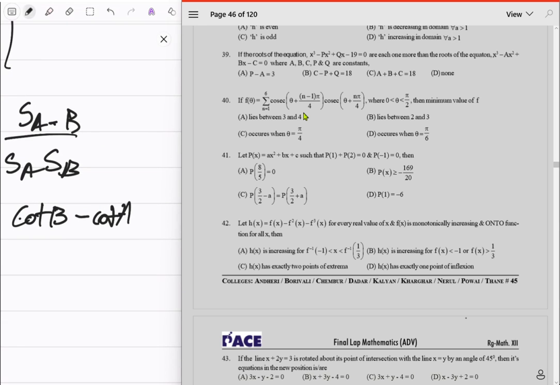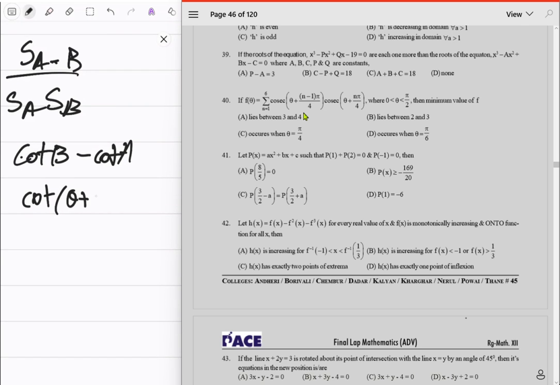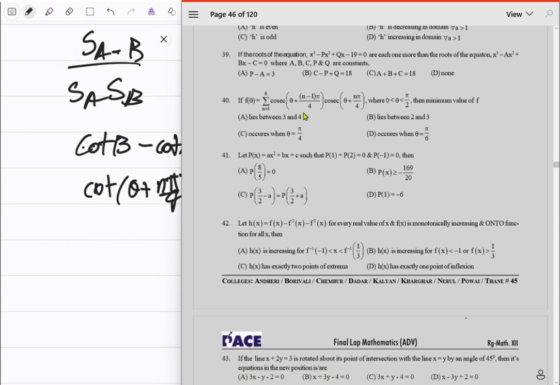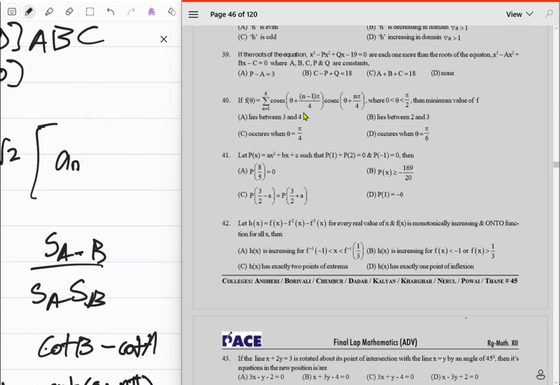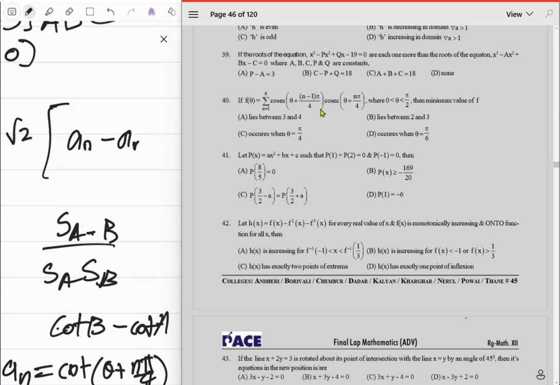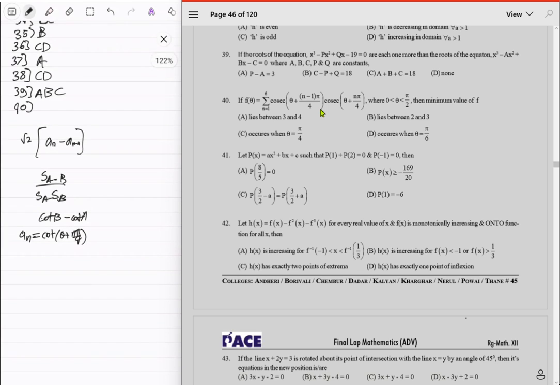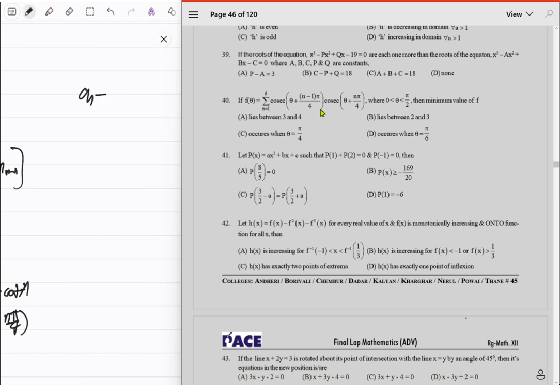Yeah. So what do you get? Like cot of, just define cot of theta plus n pi upon 4 as, I don't know, an. So this is like an minus 1. Okay, nahi. अच्छा ये a था, ये b था ना. So just an minus an minus 1. Awesome. इसका sum करना है आपको from n equal to 1 to 6. So yeah, n start with how much n.